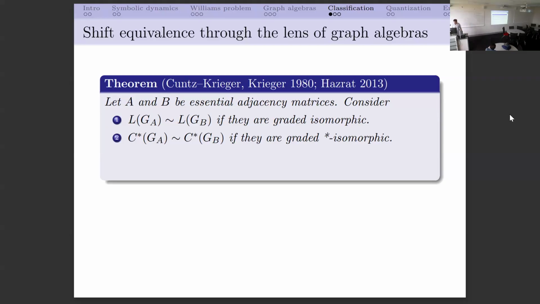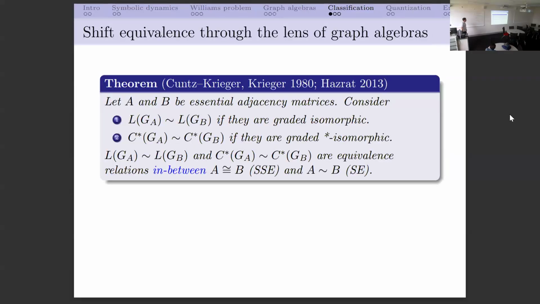Here's a theorem of Cuntz and Krieger in one direction, and Krieger and Hazrat in the other direction. So they land in between, I want to say, strong shift equivalence and shift equivalence. The fact that strong shift equivalence implies that the Leavitt path algebras are graded isomorphic and the graph C-star algebras are graded star isomorphic, I think this is Hazrat and Cuntz and Krieger. And then the other direction uses K-theory.